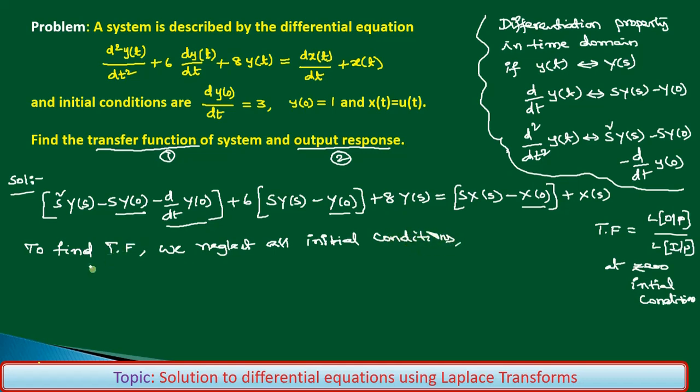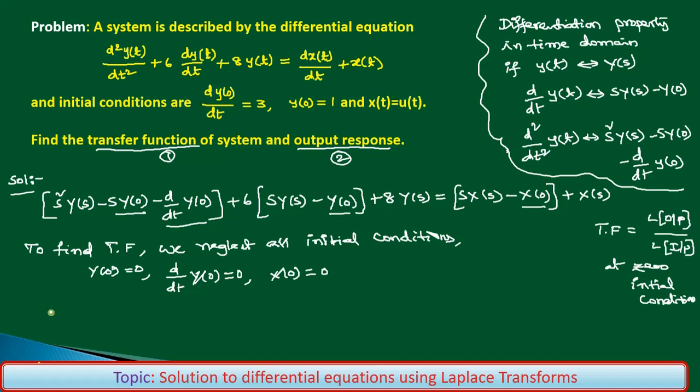So that is y of 0 equals 0, and derivative of y of 0 equals 0, and x of 0 is also 0. Now substitute all these conditions in the expression.